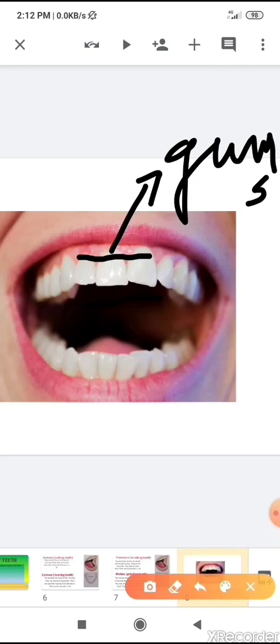A major part of it is inserted inside the jaw, yes, in the upper jaw and in the lower jaw. And gums hold the teeth in the upper jaw and in the lower jaw. So today we are going to learn about the complete structure of the teeth. Let's see the next picture.